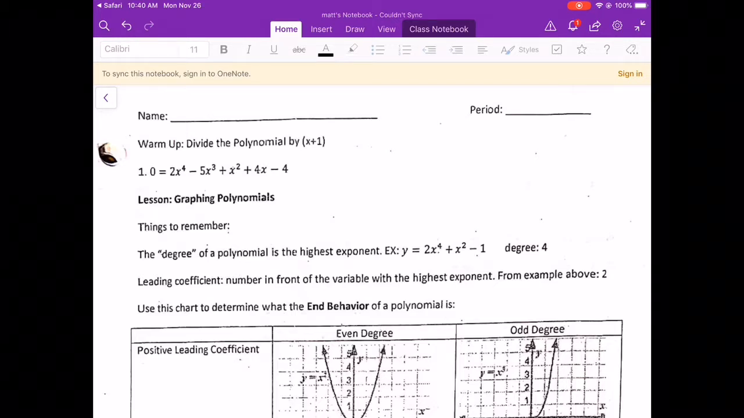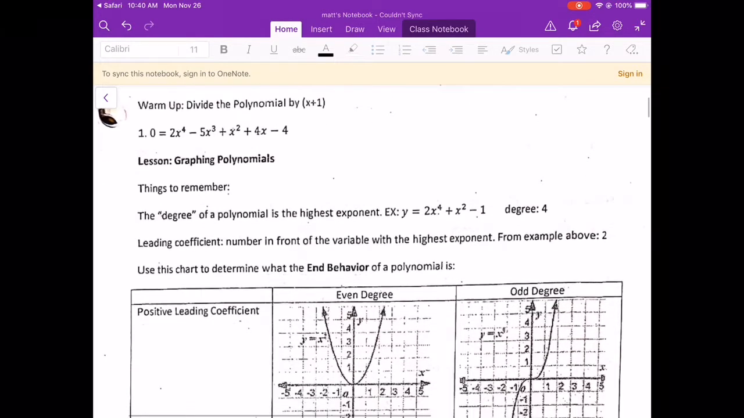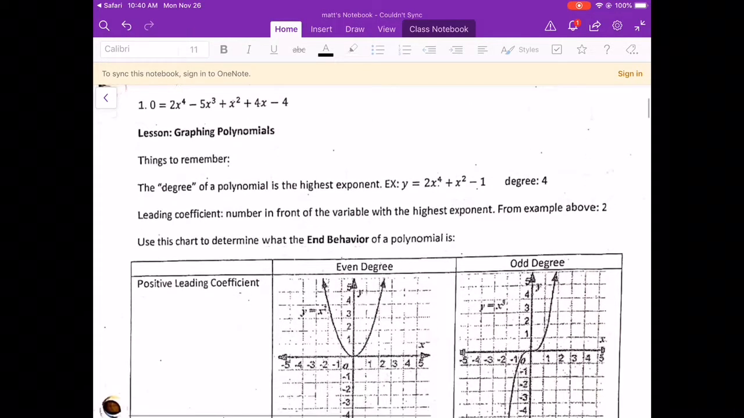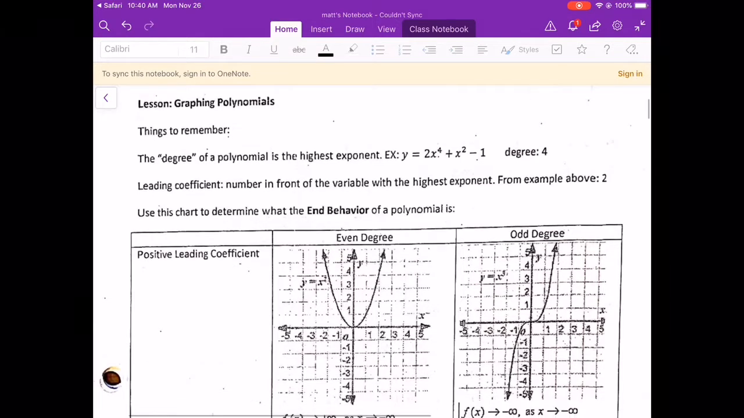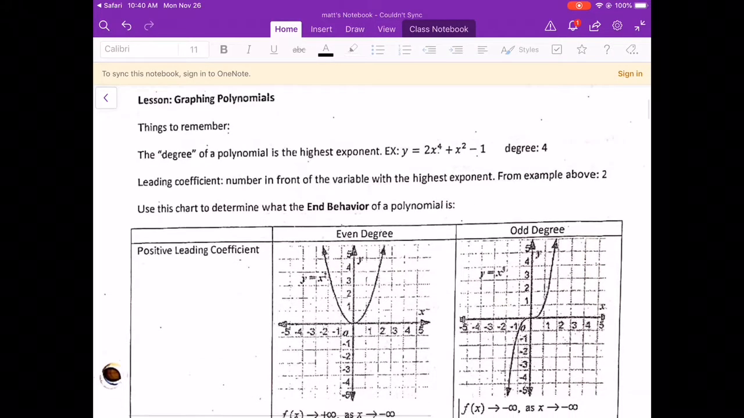So the first pages of your packet really do give you the guided notes that you need to make sure you understand a couple of key features here that we're going to talk about today. So in this, I'm going to skip over the warm up and get right into the lesson. Keep in mind that the degree of a polynomial is the highest exponent, and the leading coefficient tells you a lot as far as positive or negative behavior, as far as reflection of the polynomial's graph.